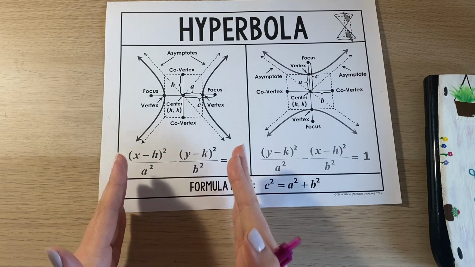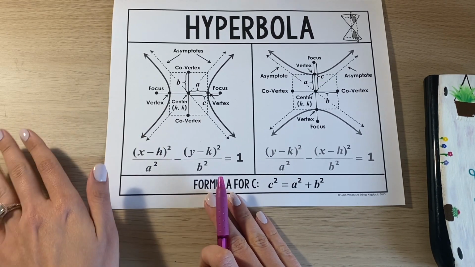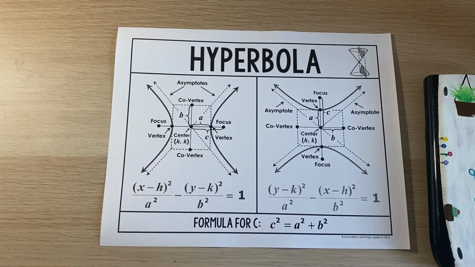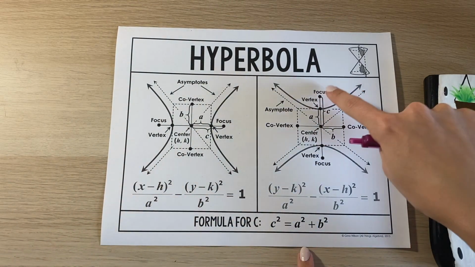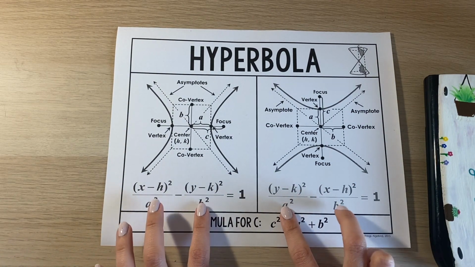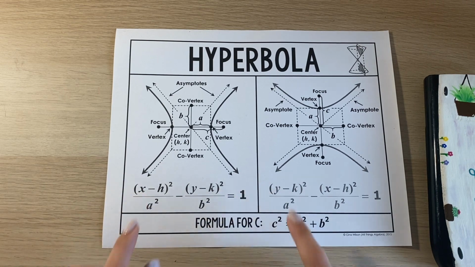So in the example on the right, you can see that x squared comes first. When x squared comes first, your hyperbola is going to open left and right. When y squared comes first, the hyperbola is going to open up and down. The denominators will not affect this. So it's not like it opens according to the larger denominator. It really is just which one of those comes first.